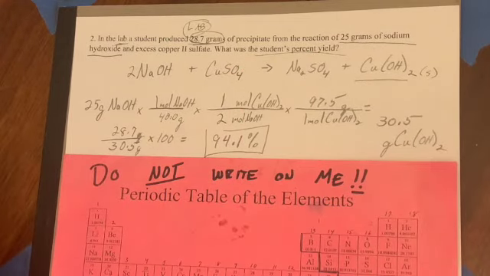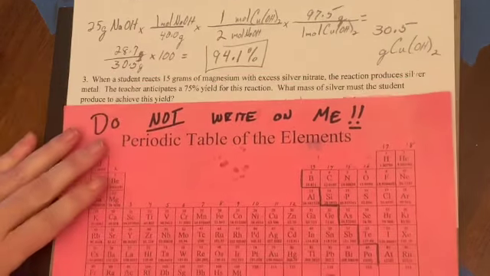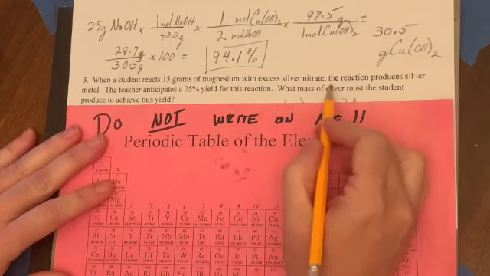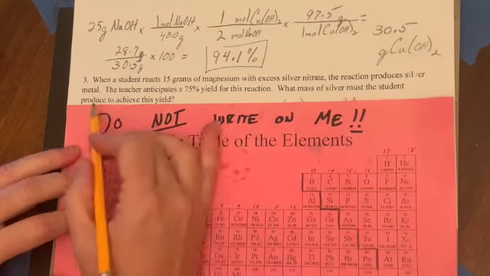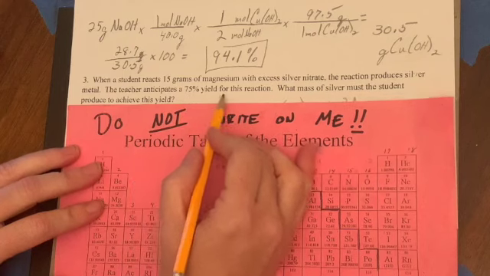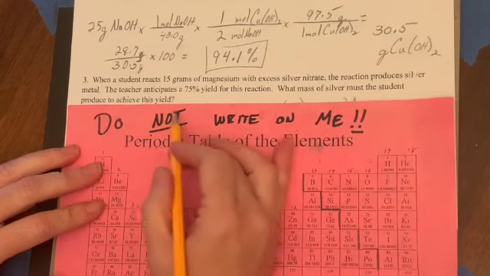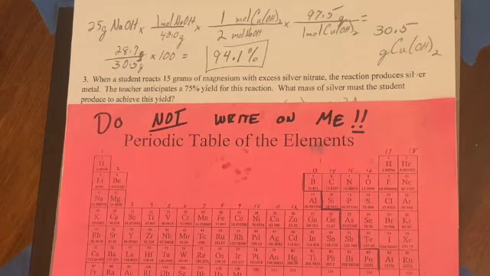All right, okay, go on ahead, and you have one more practice, so go ahead, pause the video, please, and start out this one, and I'll read this question for you. When a student reacts 15 grams of magnesium with excess silver nitrate, remember excess means there's plenty of it, the reaction produces silver metal. The teacher anticipates a 75% yield for this reaction. What mass of silver must the student produce to achieve this yield? So go on ahead and write the balanced equation and figure out your theoretical yield for this. Go and do that now, please.